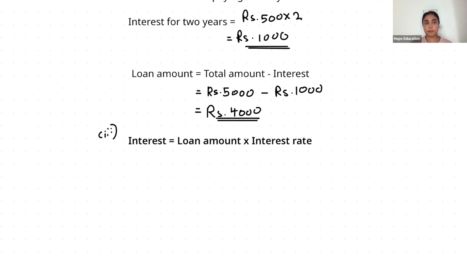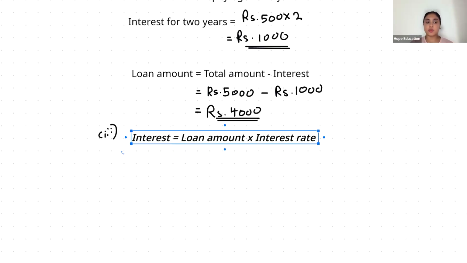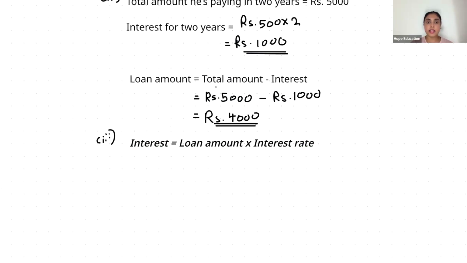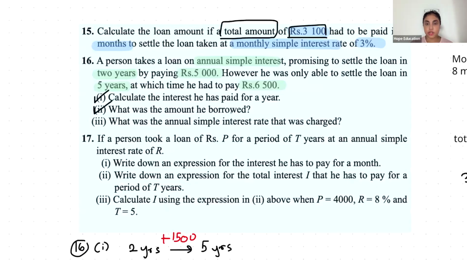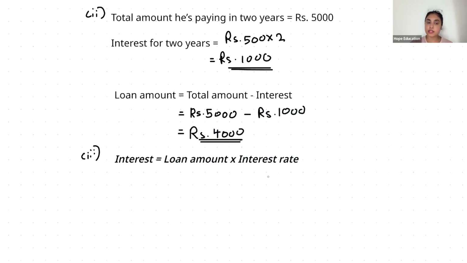Okay. Now look at this one. Here they are asking us the interest rate. So the interest rate is what we don't know. Do we know the interest for a year? It's the annual simple interest rate. So do we know the interest for a year?